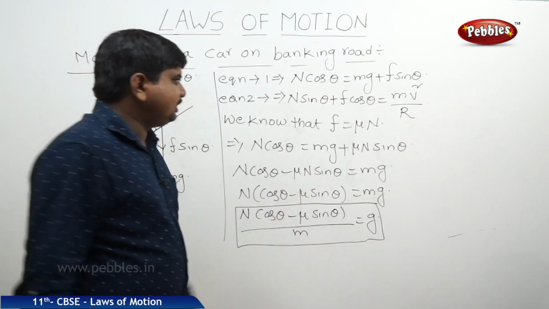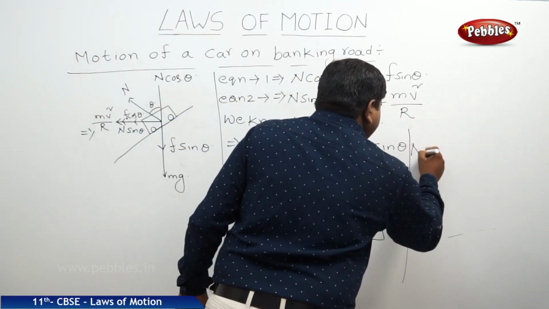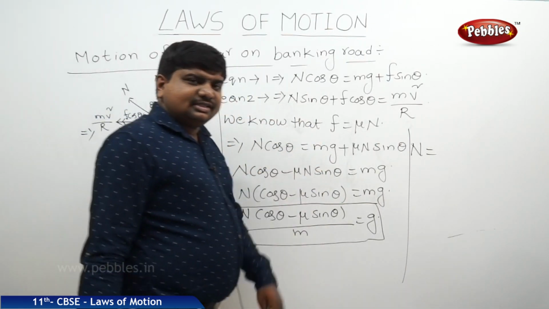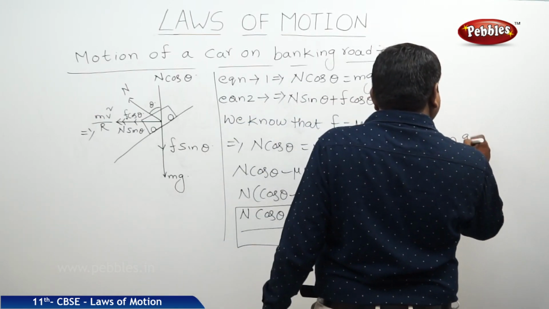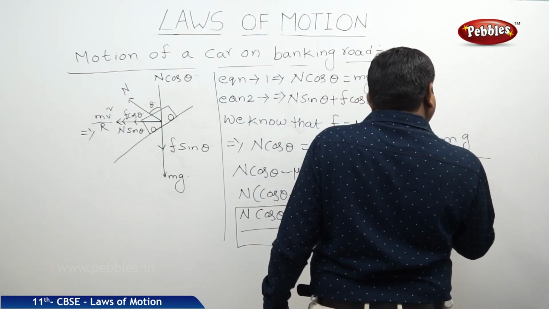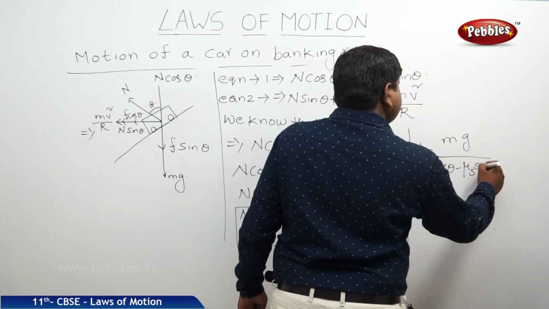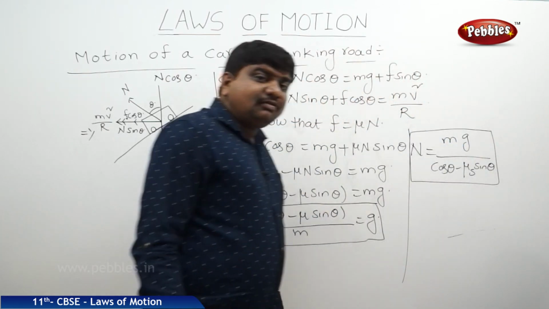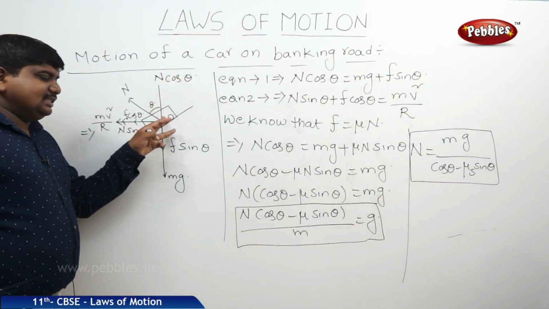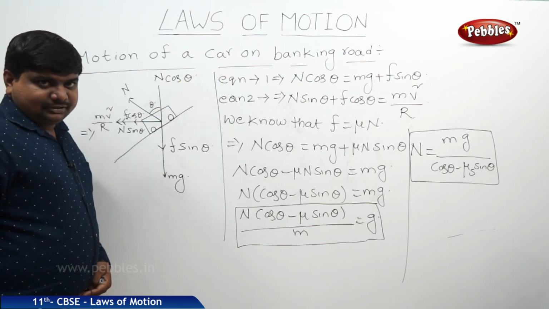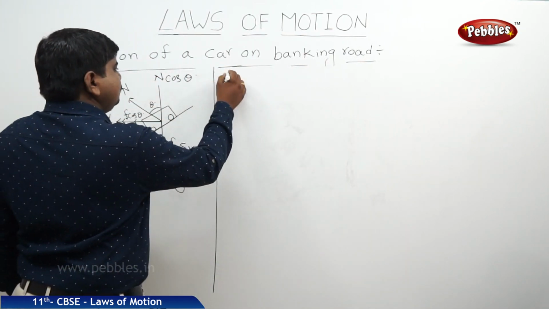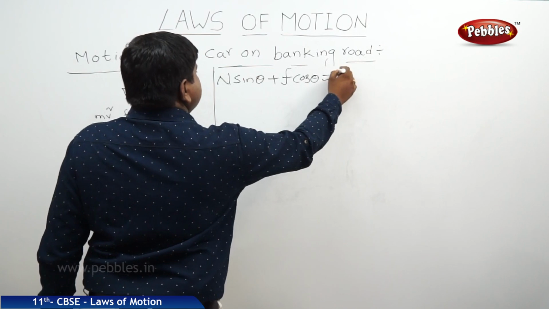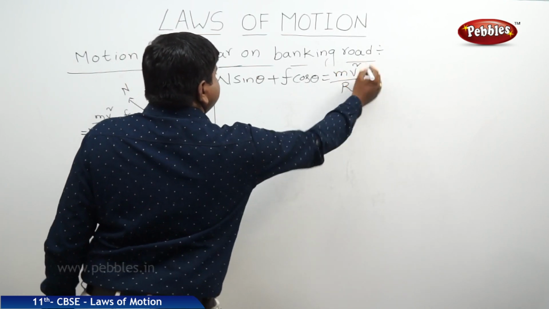So from this equation we can write N, or the normal reaction force, is equal to mg by cos theta minus mu s sin theta. This is the equation for the normal reaction force where the body is moving on banked road curves. So we know that N sin theta plus f cos theta is equal to mv square by r.